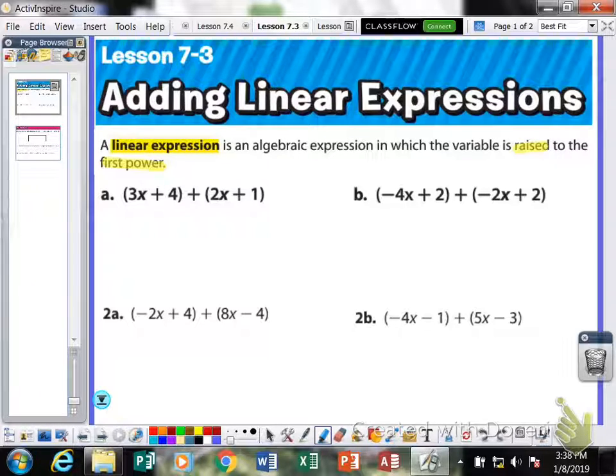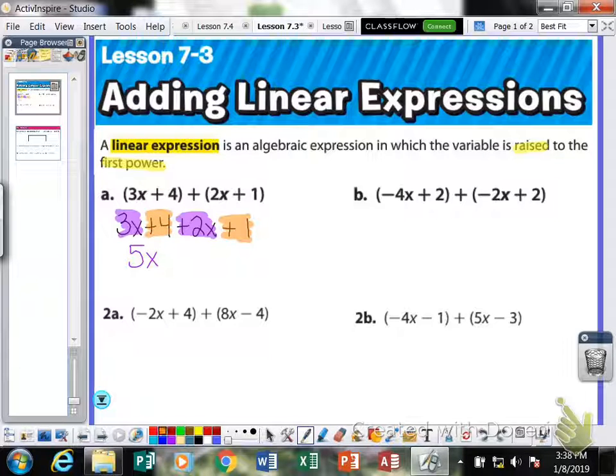So basically then I can drop the parentheses and rewrite this as 3x plus 4 plus 2x plus 1. And then now I can combine like terms. So I have 3x positive 2x, which gives me 5x. And then I have positive 4 plus 1, and that gives me plus 5. So we're simplified there.